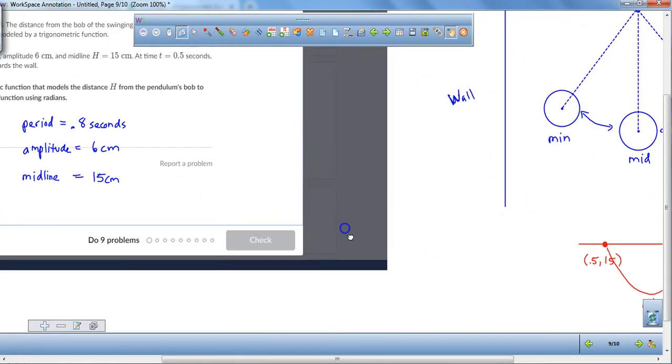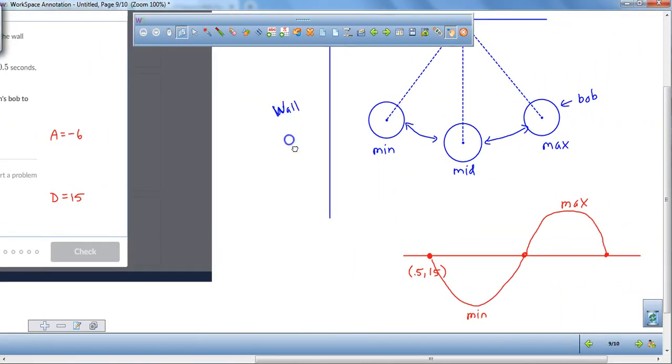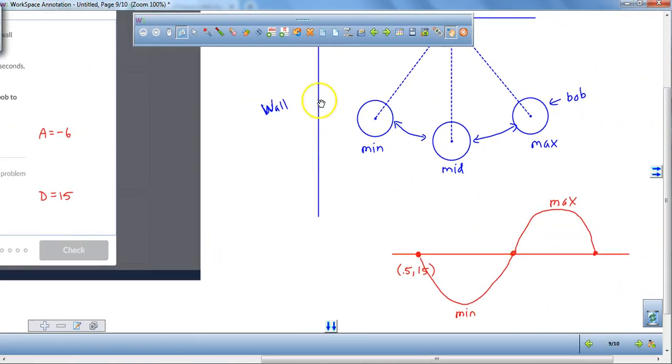This will be pretty easy. We have an amplitude of 6, so our A value is equal to negative 6 because it's a negative sine graph. The midline is our D value, that's 15. And they've given us our period, so this is going to be a very easy problem to finish. I'm going to draw some things out. We're at the midline, that's at 15. If we add 6, that gets us to a maximum of 21 centimeters.